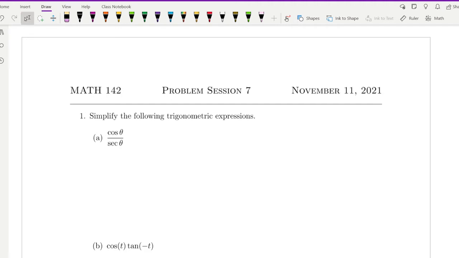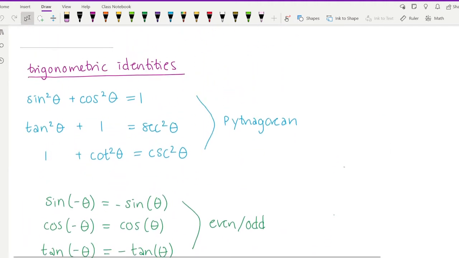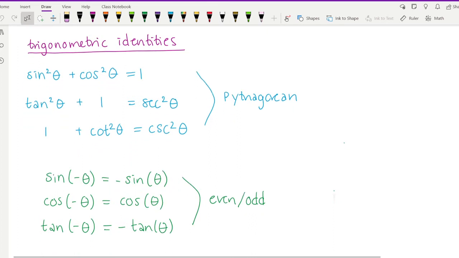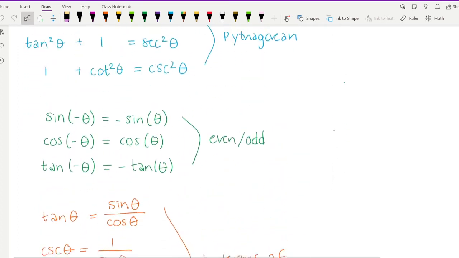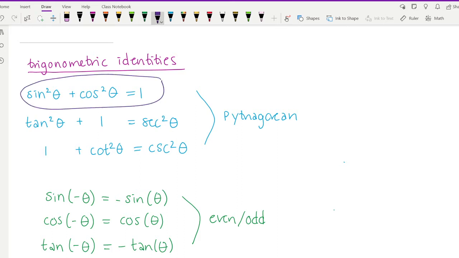So before I get into the actual problems, I want to remind you of some of the identities that we're going to be using. Now, this probably looks like a really long list, but most of these are identities that we've already been working with for at least a few weeks. For example, the first identity here, which is the first Pythagorean identity, we learned that quite a while ago. So hopefully that's one that you have committed to memory already.